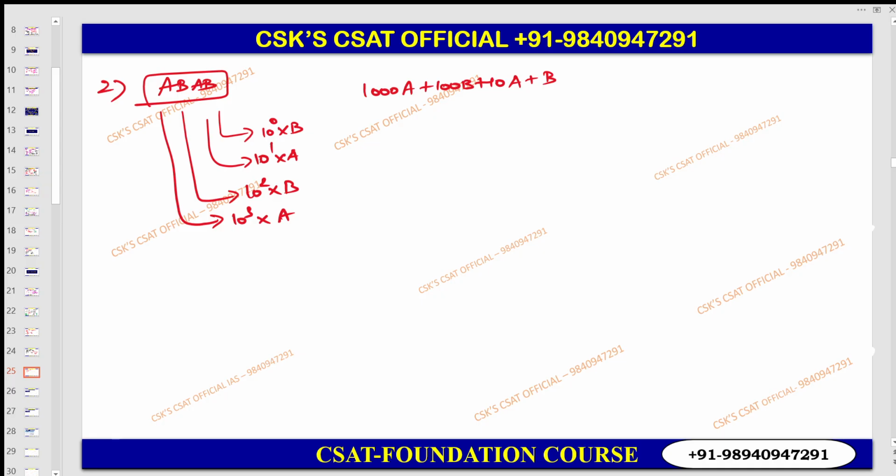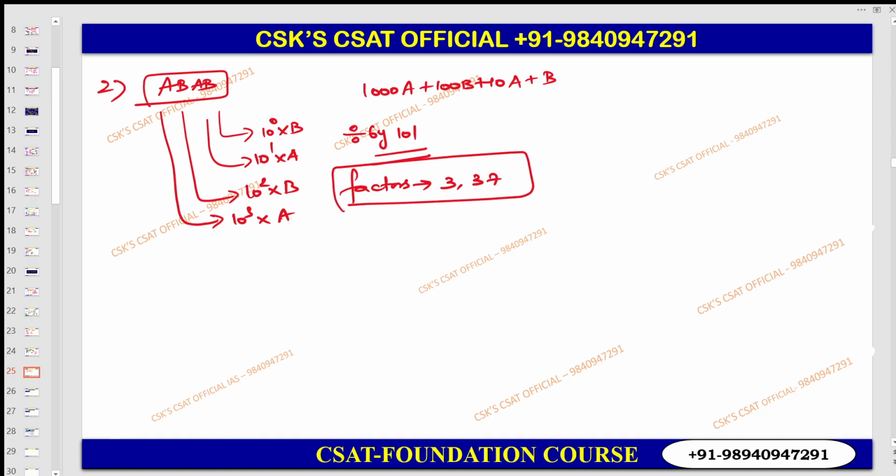Understanding? So like that they will give you. Then you need to rearrange this here. Then you need to take a common factor. So actually this is divisible by 101. It's a very important format, please take note. So if it is 101, what are the factors of this 101? Factors of 101 are nothing but 3 comma 37. Remember like that. This is important.